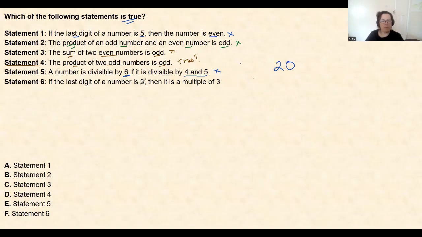And the last statement: if the last digit of a number is 3, then it is a multiple of 3. But if we think of 13, the last digit is 3. Is this a multiple of 3? 3, 6, 9, 12, 15, and no, it's not. So the answer is statement 4. Which of the following statements is true? And it is D, statement 4.